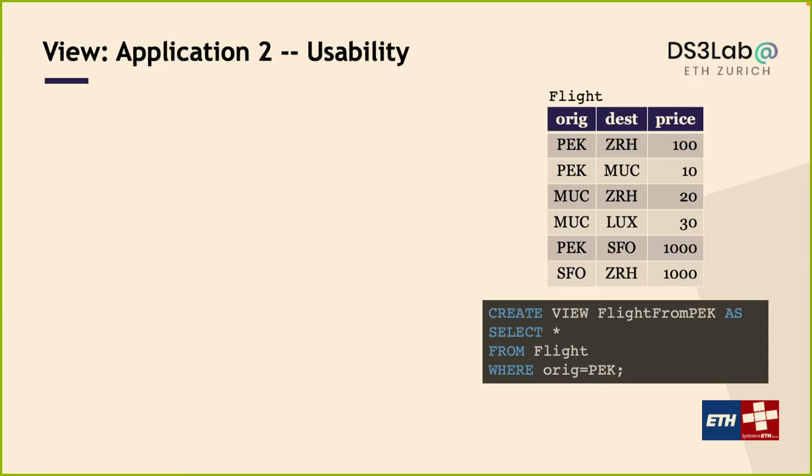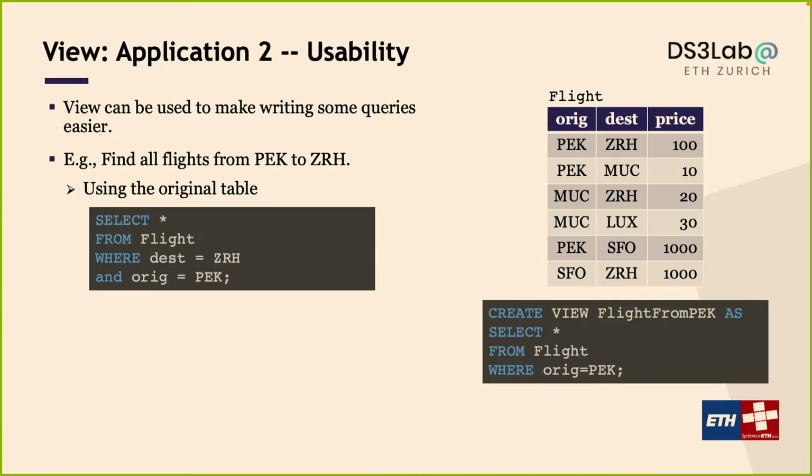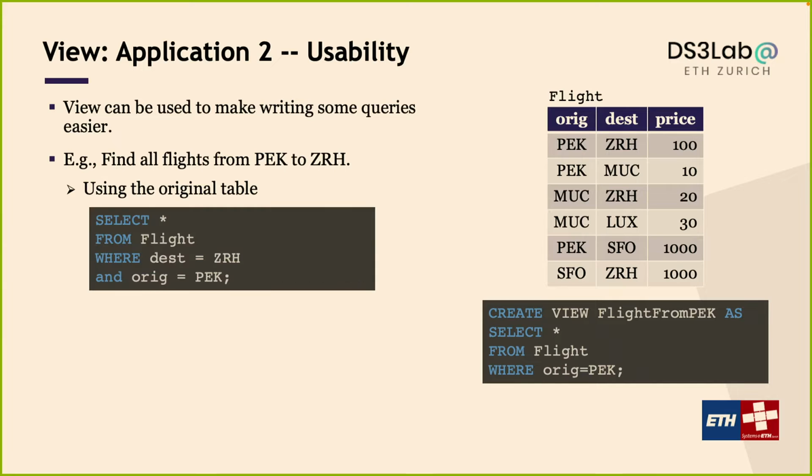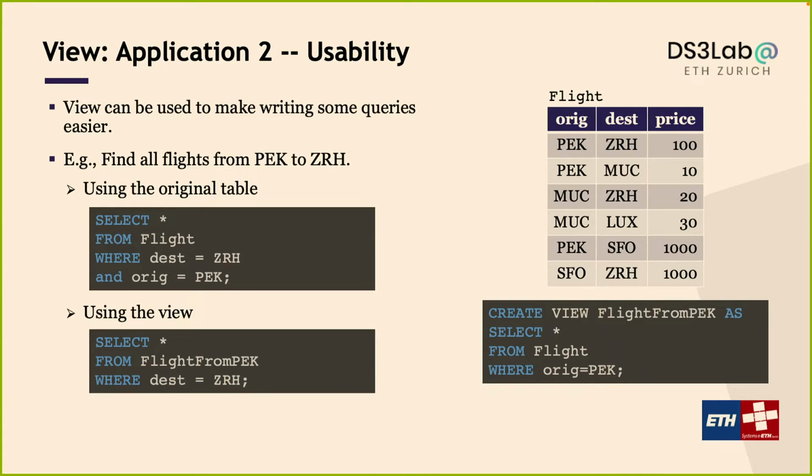And sometimes you use a view because it simply makes your life easier. By using a view, once I define this view, a whole bunch of other queries are much easier to write, assuming I have access to that view. For example, if you define this view, flight from PK, and you try to find all the flights from PK to Zurich, how do you write it with this view? If you do not have this view, you need to query the base table and write down all of those conditions. If you have this view, your query becomes shorter.